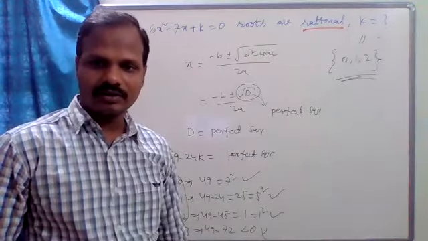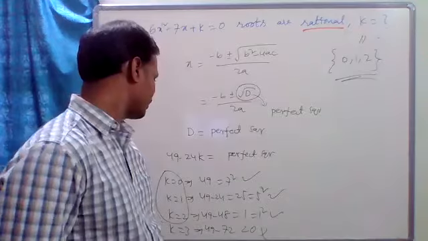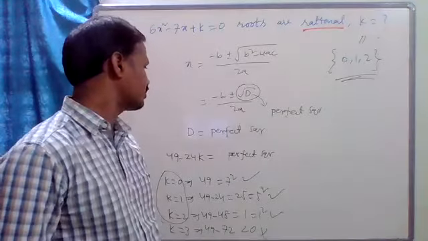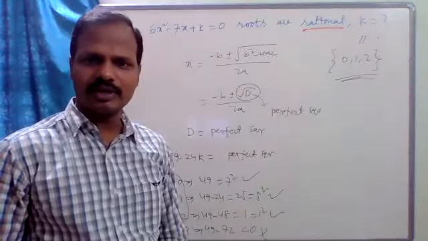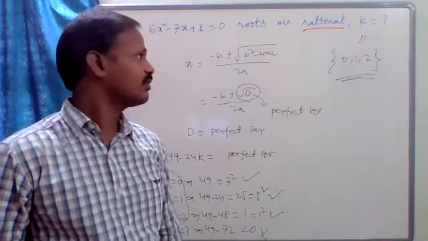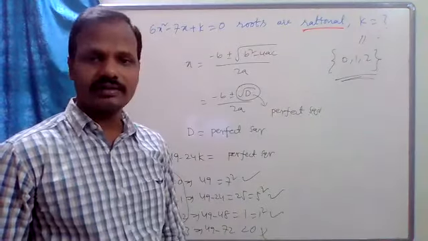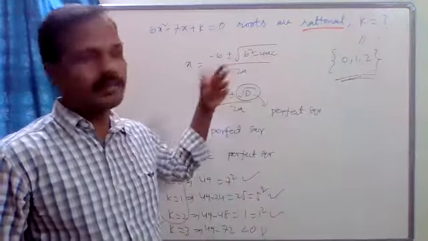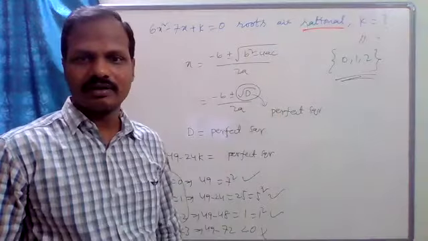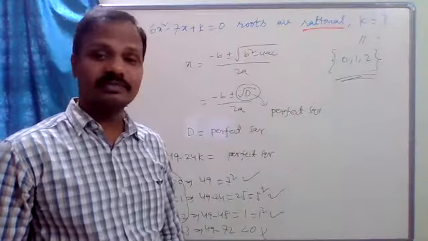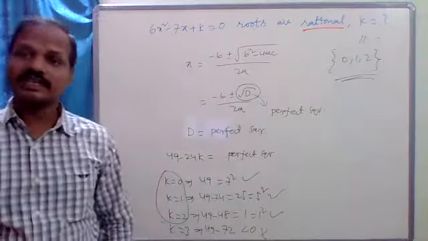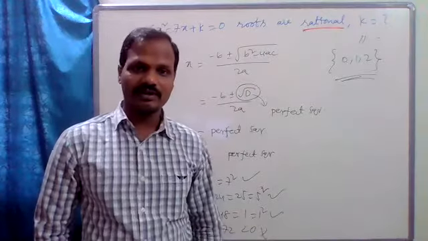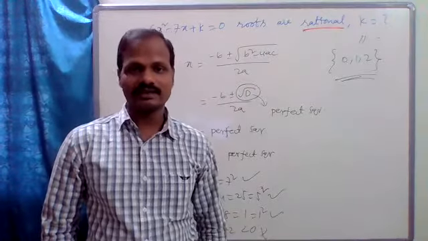Sneha told the answer is 49 by 24. I think she took D as 0. No need for D to be 0. D may or may not be 0. Even if D is 0, then obviously it is a rational number. But in general, D must be a perfect square. Then only the roots are rational.